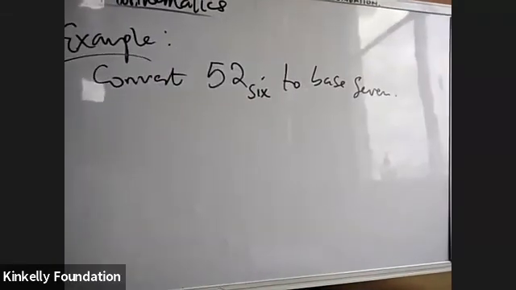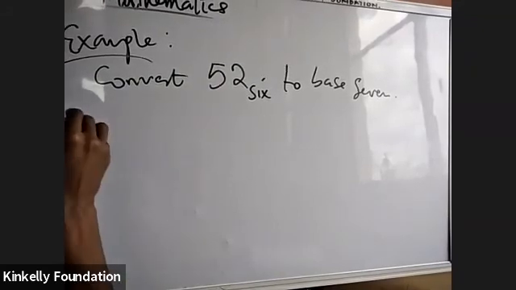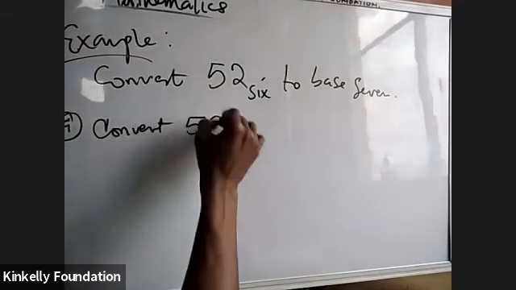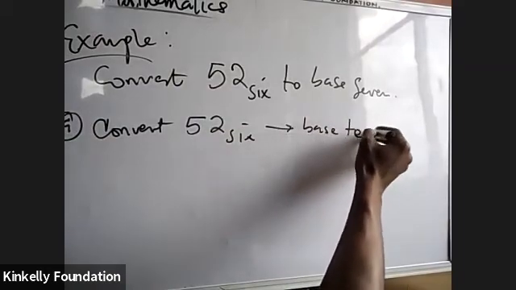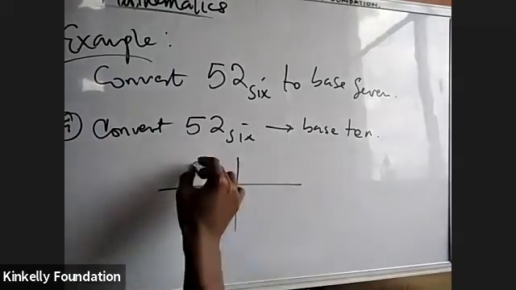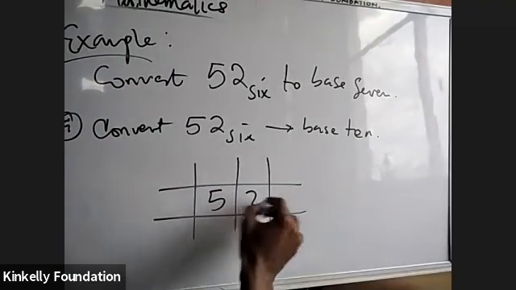Now look at this case. Convert 52 base 6 to base 7. What you do is to first of all convert 52 base 6 to base 10. Now let's get the general formula we have. This is our 52, 5, 2.